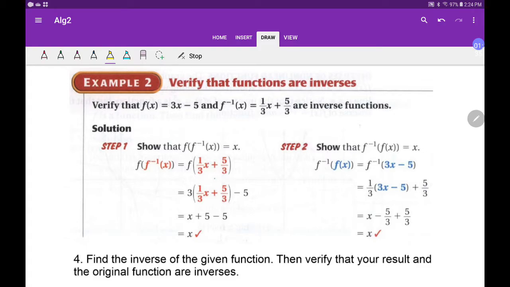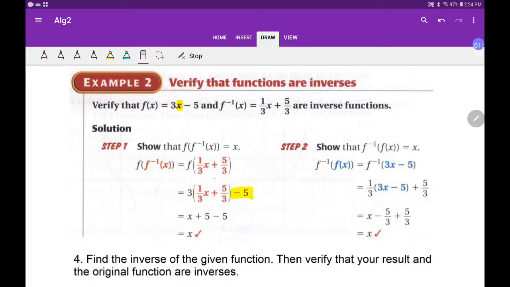So f of x says to multiply by 3 and then subtract 5. So we take this other one here and we plug that in for x, okay? And then we do what we said we were going to do. Multiply by 3, subtract 5, and that's what we do.